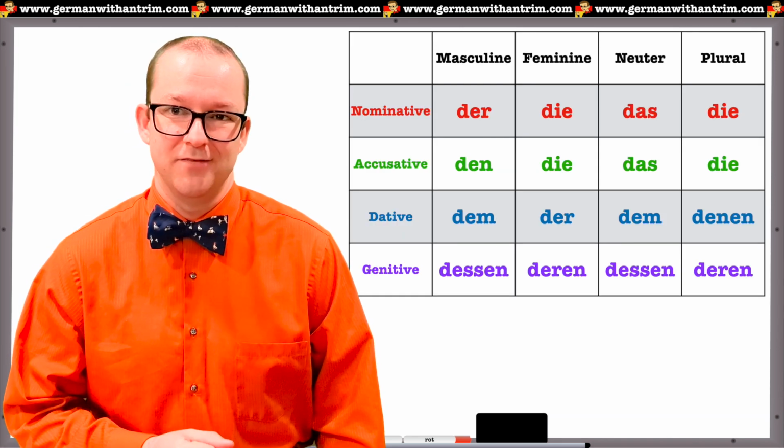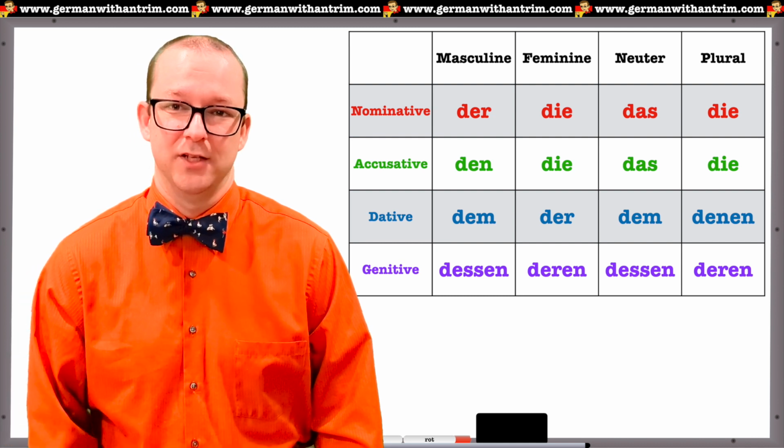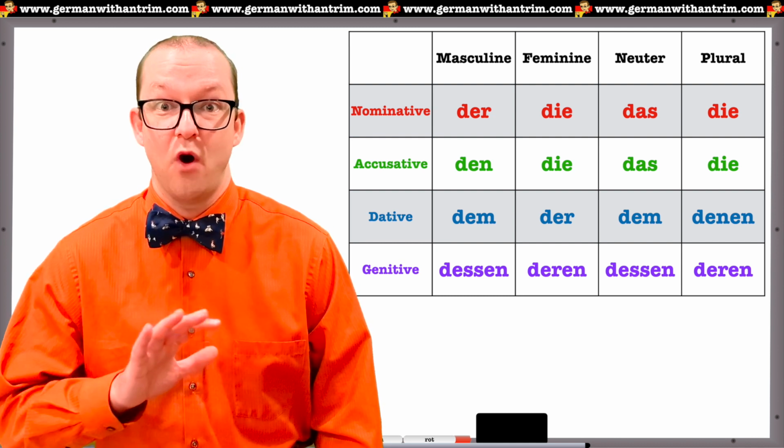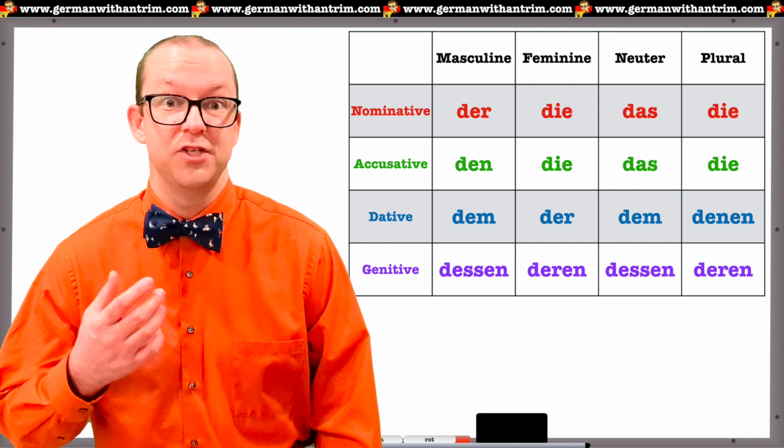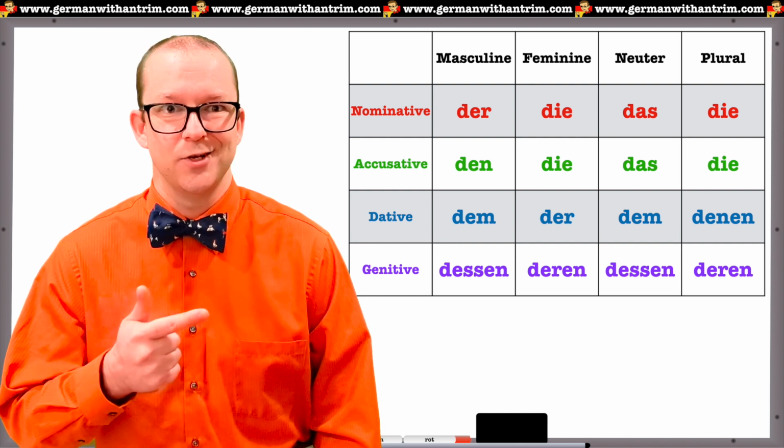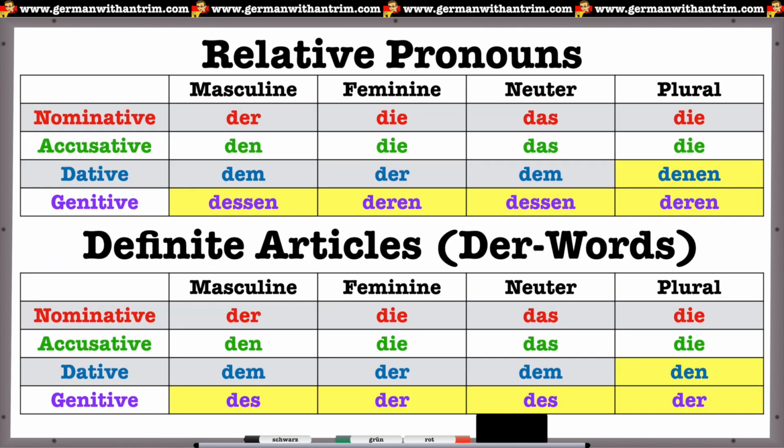All of the examples that I've given so far are just for masculine nouns. For a quick overview of all of the relative pronouns for all of the genders and all of the cases, let's turn to our chart. As you can see, this chart is incredibly similar to that of the definite articles, or der words. The only parts that are different are the dative plural, which is denen instead of den, and all of the genitive ones, which essentially just add an extra syllable to the usual des and der to become dessen and deren.